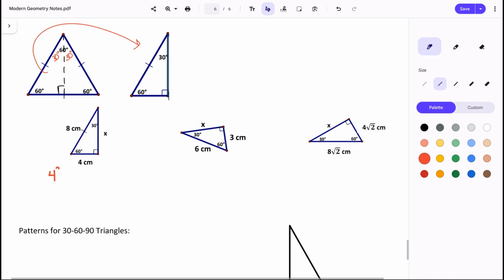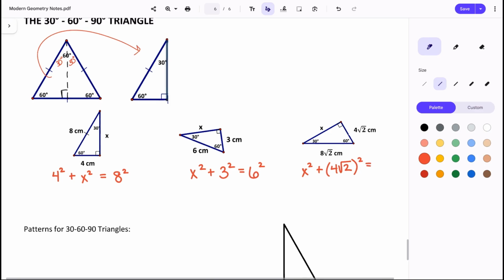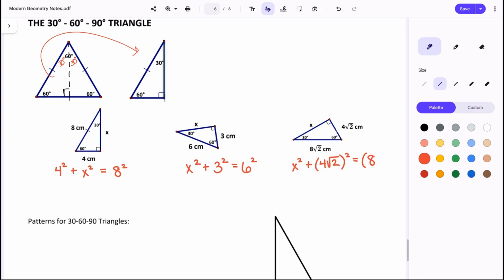Okay, so 4 squared plus x squared equals 8 squared. Good. How would you set it up for the middle triangle? Okay, x squared plus 3 squared equals 6 squared. And how about for the last one? What would this one look like? Okay, and I would make sure you're putting parentheses around these quantities with the square roots, right? Yep, okay, so it's going to look like this. Good.